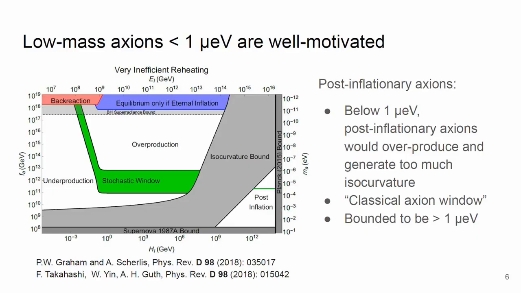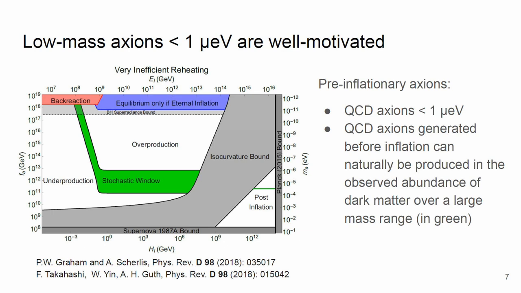Their results are approximately in this plot, which is kind of complicated, but this is the energy scale of inflation and the mass of the axion on the y-axis. What I mostly care about is the mass on the y-axis. If we consider axions that were produced after inflation, then they are pretty much confined to this little triangle. There's a bound of about 1 micro-eV: if they're less than 1 micro-eV, they would overproduce and that wouldn't work. So this is the classical axion window where cavity experiments do a great job searching.